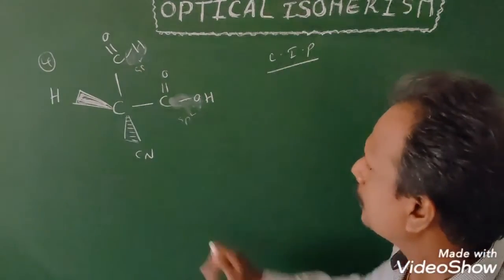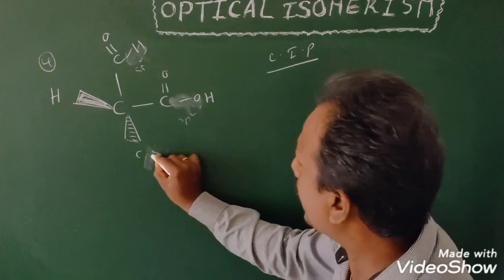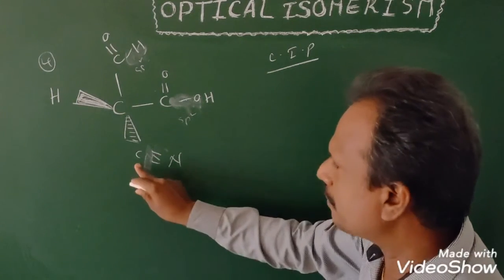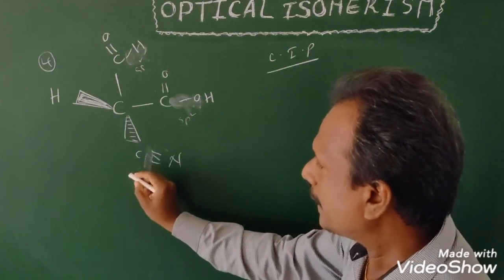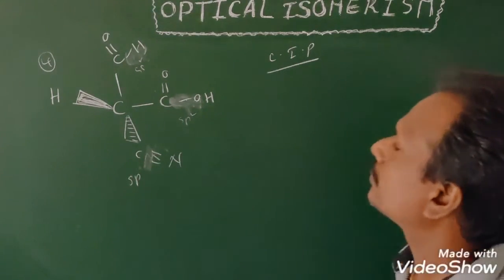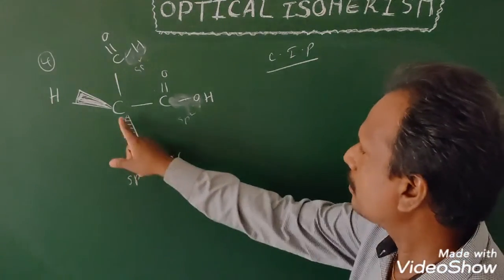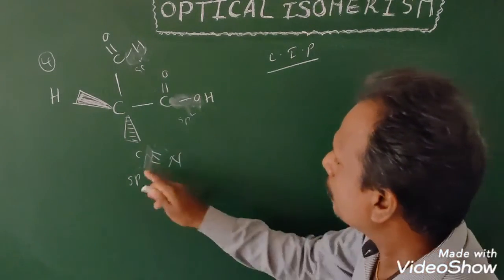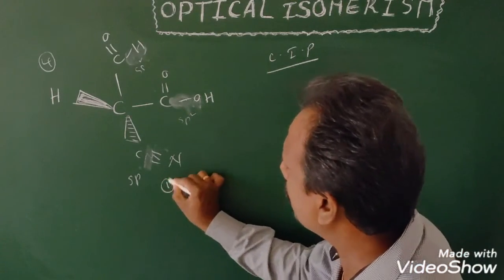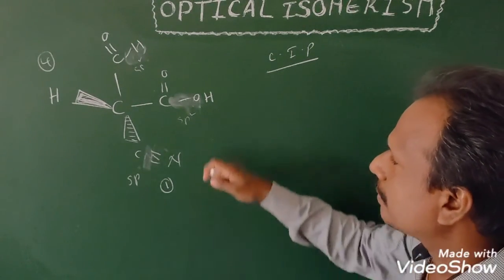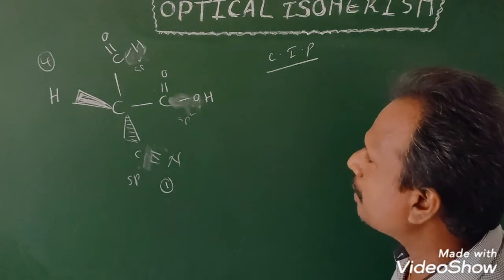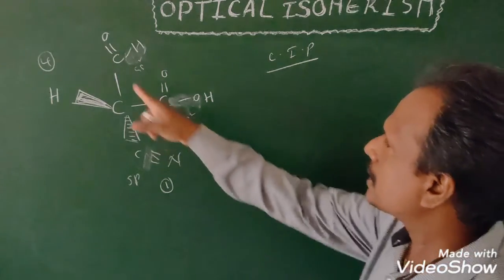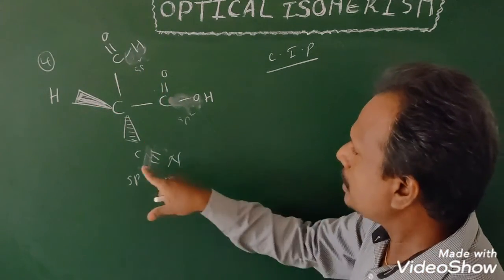CN, C triple bond N. The hybridization of carbon is sp. 2 sigma bonds, so sp carbon. So priority will be given to CN as the first group. That means if the atom is the same, then priority is given by hybridization. sp2, sp2, and sp. Next, it is 1.